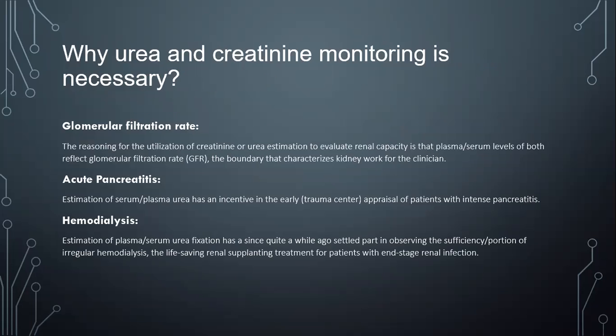Now, why is urea and creatinine monitoring very important? This is because they need to ensure the glomerular filtration rate. The reason for using creatinine or urea estimation is to evaluate renal capacity, in that the plasma and serum levels of both reflect the glomerular filtration rate, the boundary that characterizes kidney work for the clinician. Number two, acute pancreatitis. This is the estimation of serum plasma urea, which has an incentive in the early trauma center appraisal of patients with intense pancreatitis. And number three is hemodialysis.